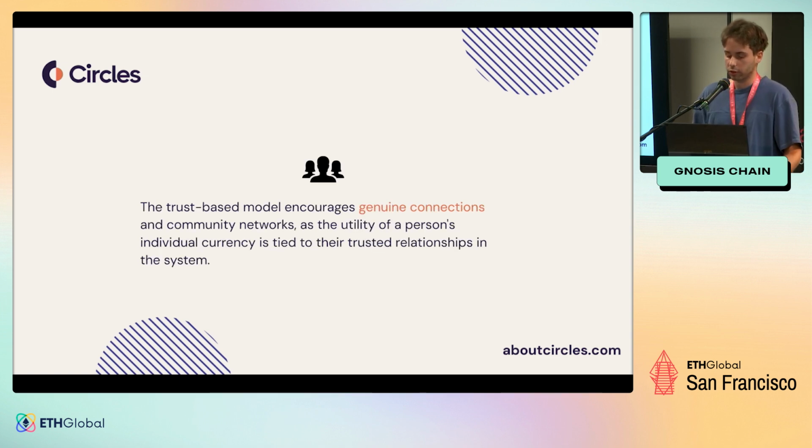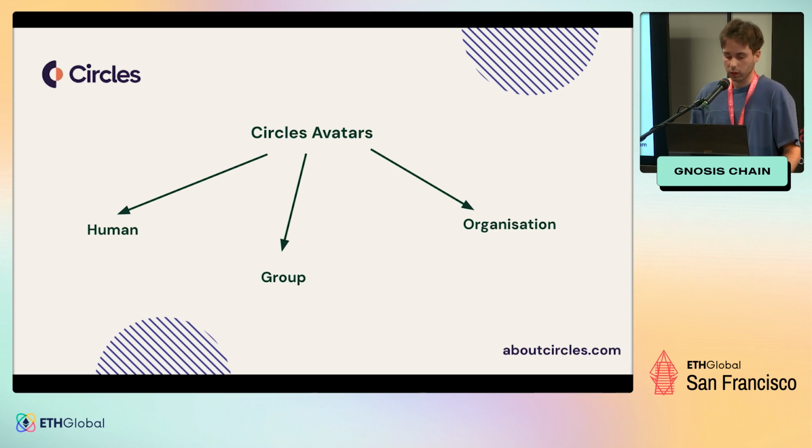We also encourage genuine connection between each other. That's why we say that the protocol is Sybil resistant, because if there is a fake avatar or someone that tries to farm the Circles token by duplicating his personal account, if no one trusts him, he will not be able to spend this token with someone else, so he will not be able to interact with the protocol.